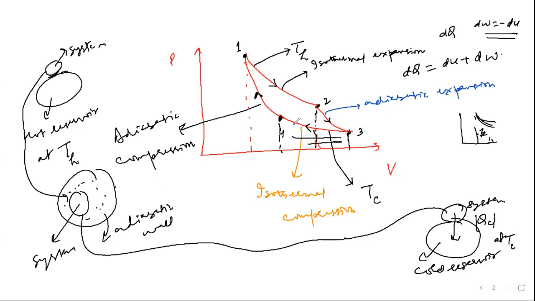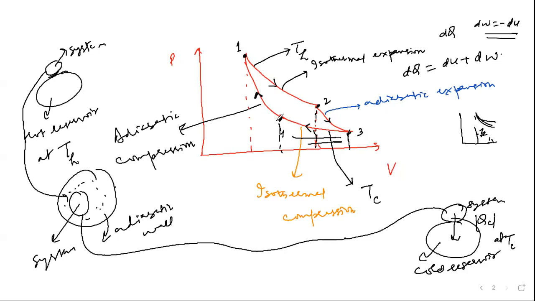So from 3 to 4, work is being done on the gas. The temperature of the gas is equal to the temperature of the cold reservoir Tc. Heat rejection takes place. It loses heat to the cold reservoir.